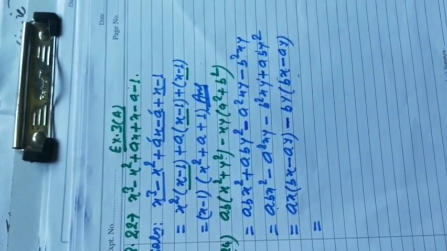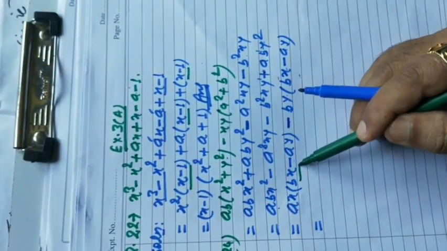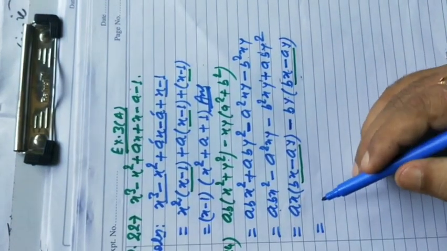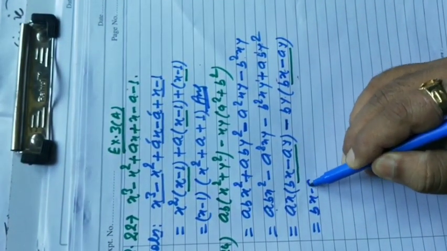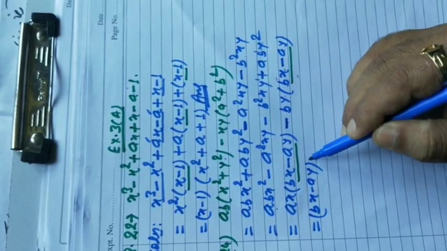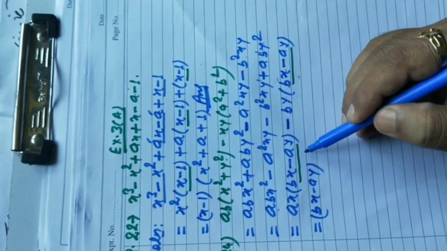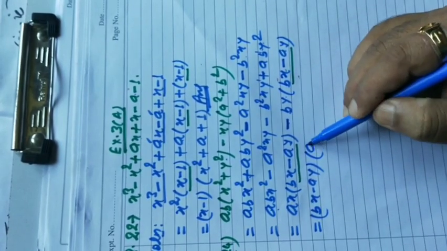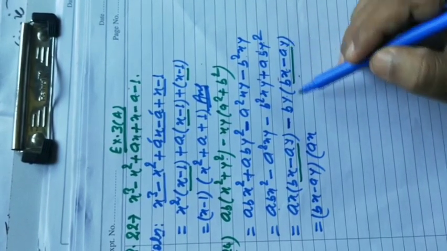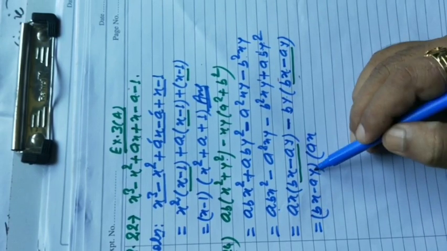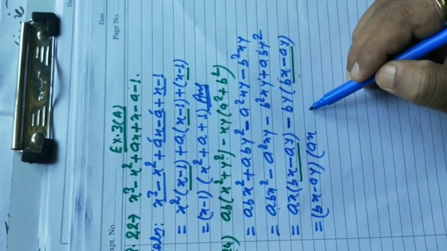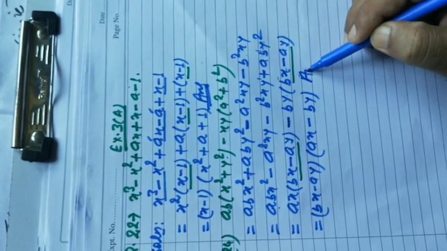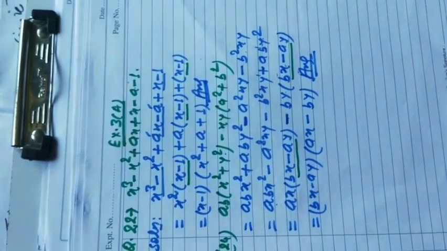Now you can see bx minus ay is in the first term and bx minus ay is also in the second term, so take bx minus ay as common. Then in the first term bx minus ay will cancel by bx minus ay, then ax will be left, and in the second term bx minus ay will cancel by bx minus ay, so by will be left, and minus sign is there, so put the minus sign. This is your factorization for question number 24.